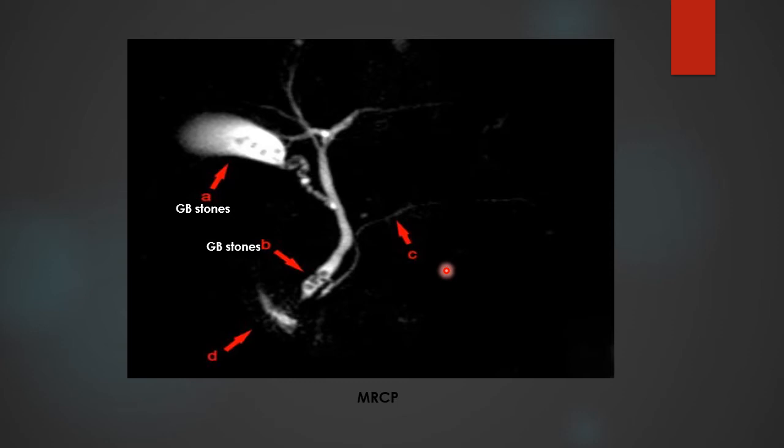This is an MRCP film showing you multiple filling defects in the gallbladder as well as in the lower end of the bile ducts. The MRCP is very useful for detecting stones in the gallbladder and more so in your bile ducts.